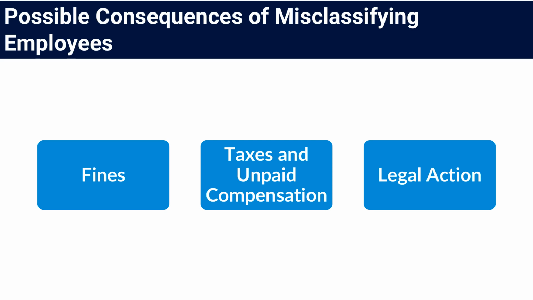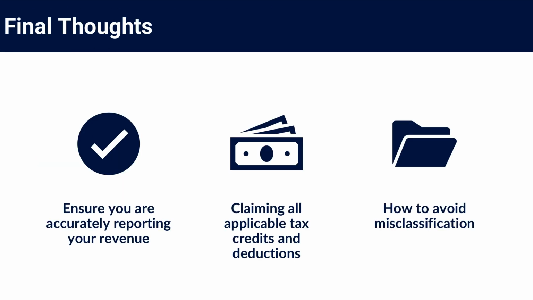Also, if an employee is mistakenly labeled as a contractor, the company may be obligated to pay back taxes, overtime pay, and any other benefits or payments that were not provided. There could also be legal action. Employees who claim that they have been improperly classified and are entitled to employee benefits may file lawsuits as a result of misclassification.